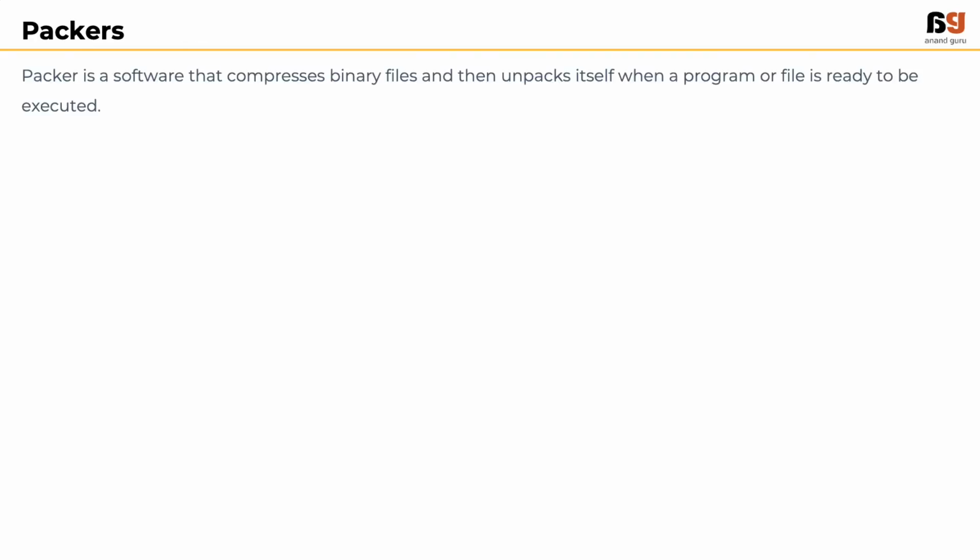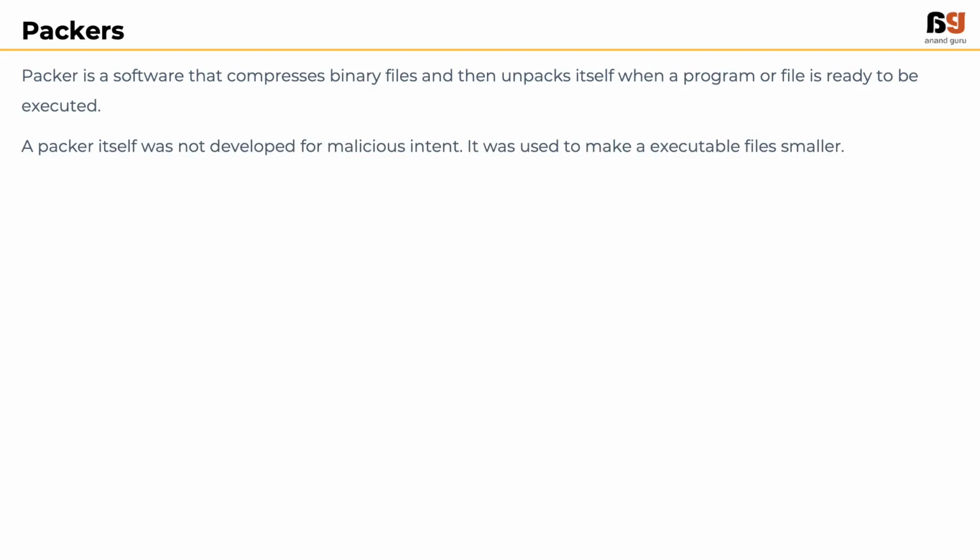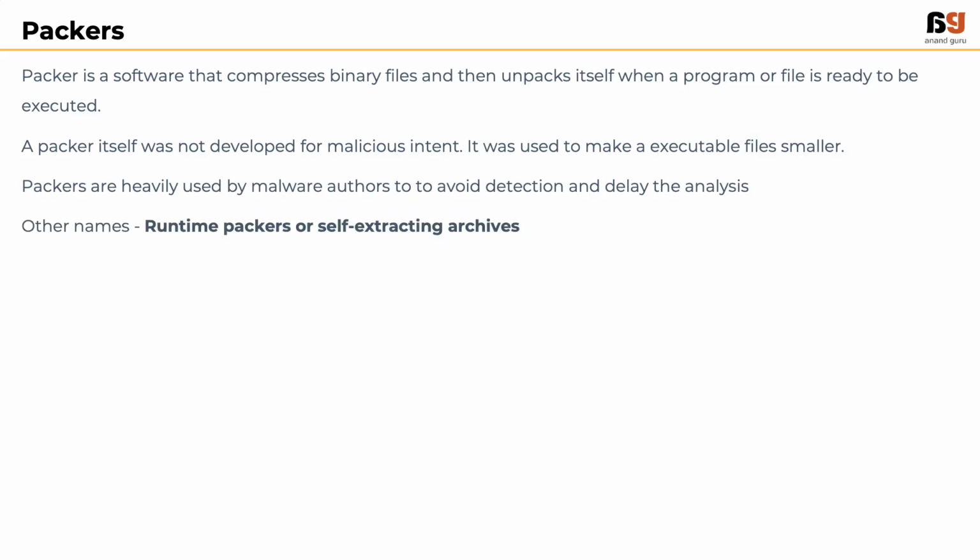The first method is packers. A packer is software used to compress the binary file. The file unpacks itself when a program is executed. One should understand that packers were not developed for malicious purposes. They were used to make an executable file size smaller. Packers are used by malware authors to avoid detection and delay the analysis. Packers are also called runtime packers or self-extracting archives.